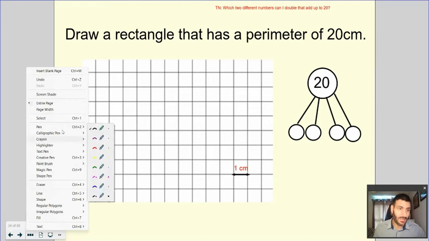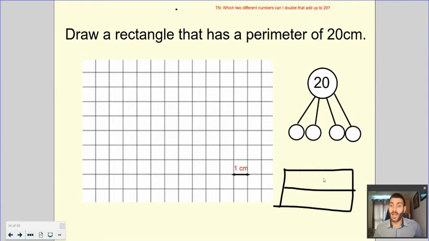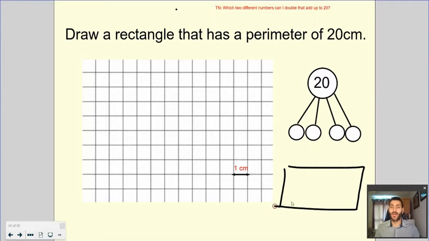All right, so then we have the last question before the task, which is also going to come up in tests, or has come up in tests, and it says to draw a rectangle that has a perimeter of 20 centimeters. So Year 4, I'm going to be getting my part whole model, or some schools just like the bar model. I need to draw a shape that has a perimeter of 20 centimeters. How can I do that?